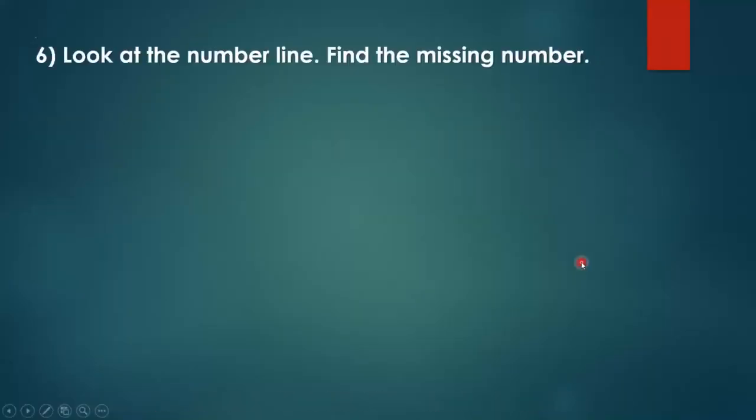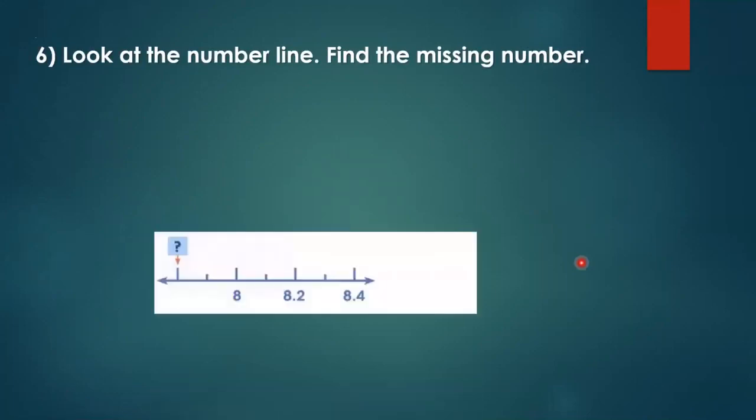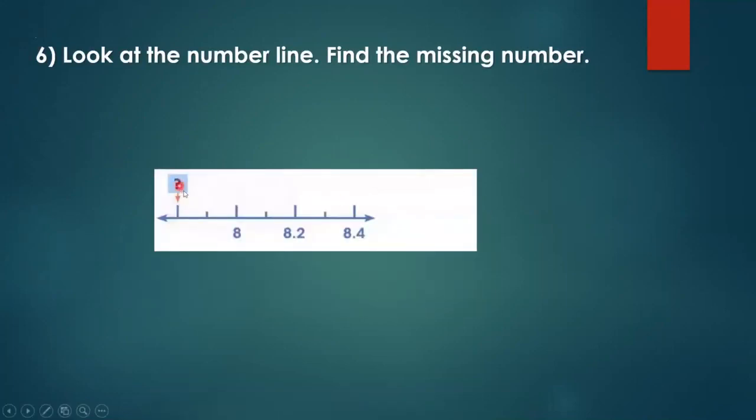Here comes our sixth question. Look at the number line, find the missing number. Here comes your number line, and you need to find the missing number. So shall we start doing the answer? Okay. So in this number line, we need to find what number will come over here. Okay, we will analyze from here. Now, here it is marked as 8.4. Next, a small division is there. Then comes a larger division, and that is marked as 8.2. So this is 8.4 and this is 8.2.